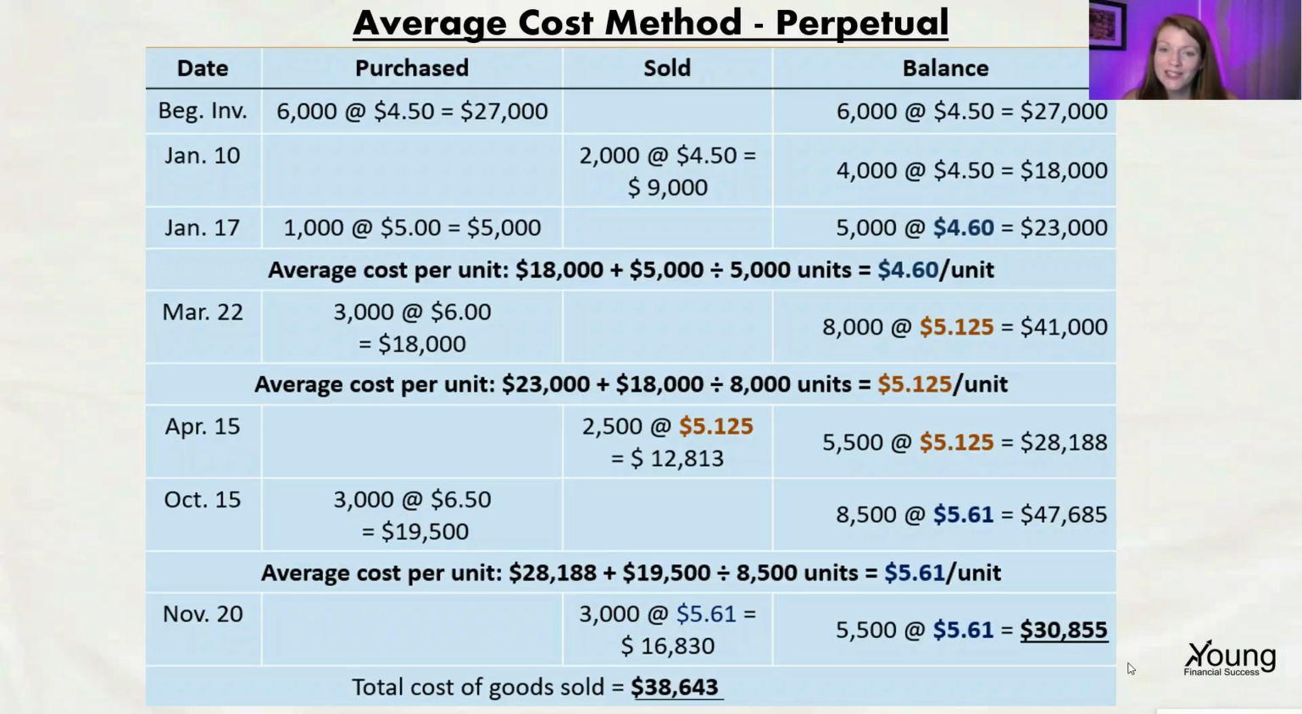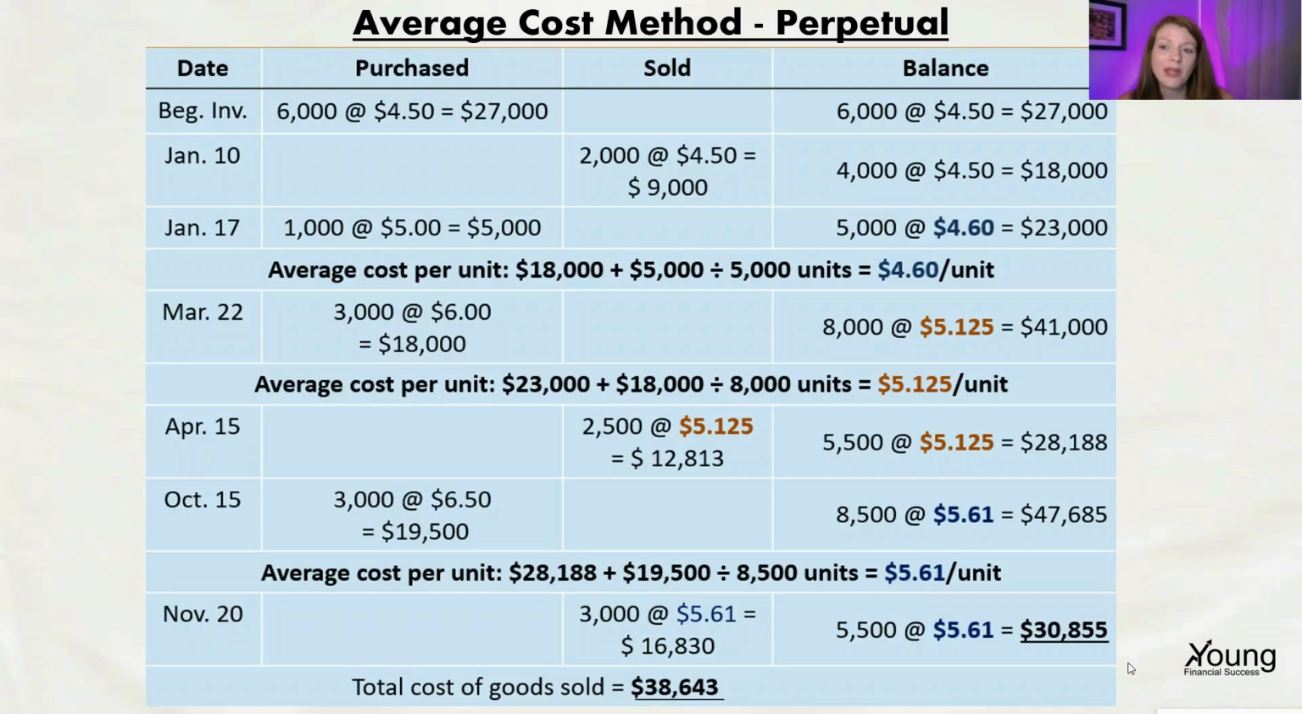Then on March 22nd, we purchased some more inventory. We purchased 3,000 at $6 a piece. So now we have another $18,000. So we take the $23,000 from above, from January 17th. We add this new $18,000. We divide it by our total of 8,000 units. So now our average amount is $5.12, or 13 cents, 12 and a half cents per unit.